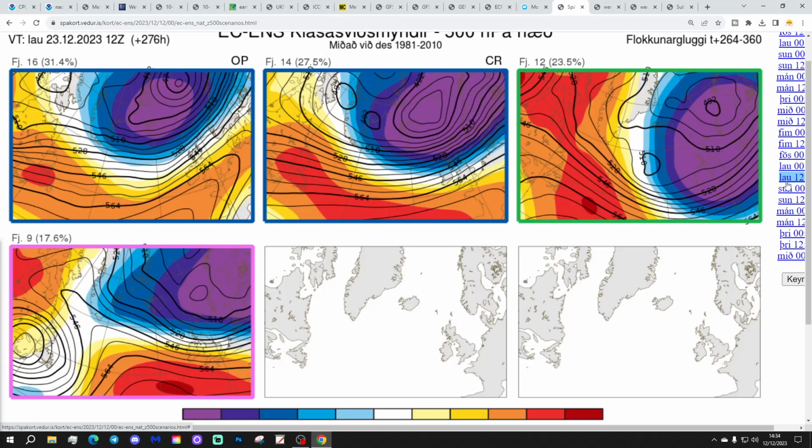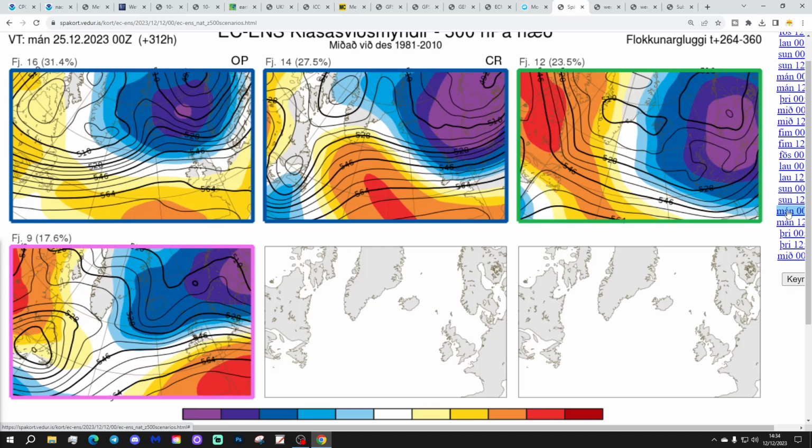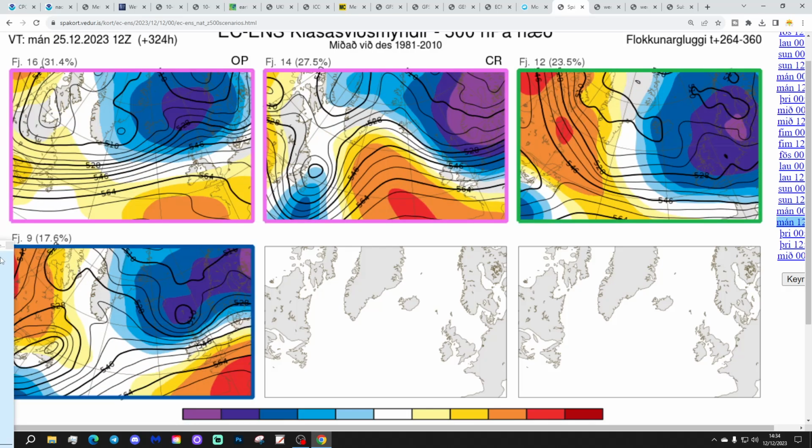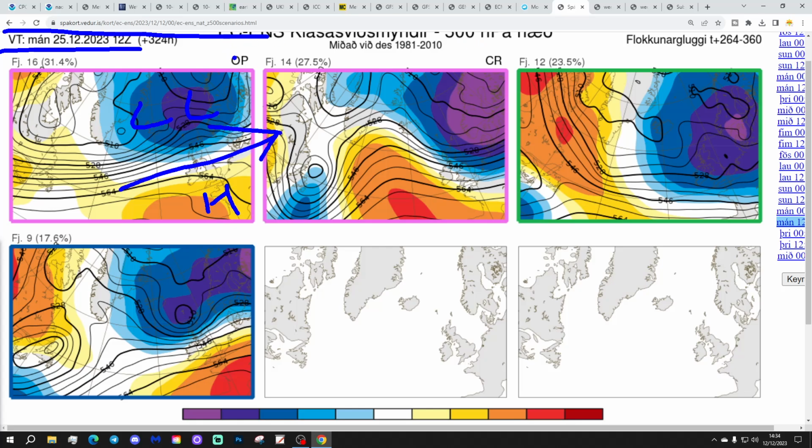What about Christmas? Let's have a look at the options for Christmas Day, shall we? So these are them. 25th of December, 16 members of the ECM Ensemble, still flat as a pancake, low pressure north, high pressure south, winds coming in from the west.